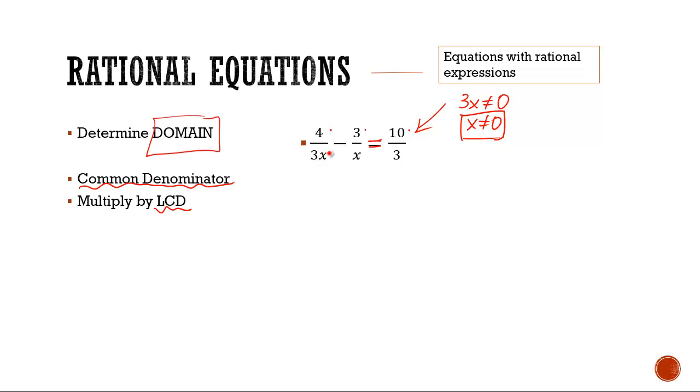So this one is done. There's nothing we need to multiply by. But this one we need a 3, so we multiply numerator and denominator by 3 to make the denominator the same. And this one we also need to multiply by x to make the denominator the same. So we now have 4 over 3x minus 9 over 3x equals 10x over 3x. Now, we can go ahead and multiply everything by the lowest common denominator, which is 3x, and we're allowed to do that because of the equation.